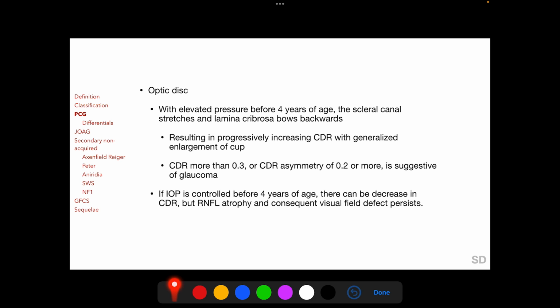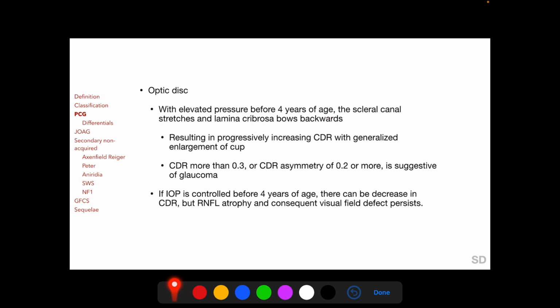Optic disc changes are very important in making a diagnosis of glaucoma, whether adult or pediatric. And in pediatric glaucoma, there is usually a generalized enlargement of the cup, resulting in progressively increasing cup disc ratio when the elevation of the intraocular pressure occurs before 4 years of age. And this is because, as we have discussed, the scleral canal through which the optic nerve passes stretches, and the lamina cribrosa also bows backwards.